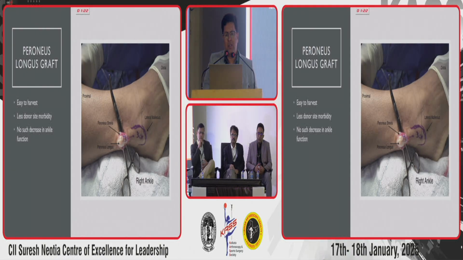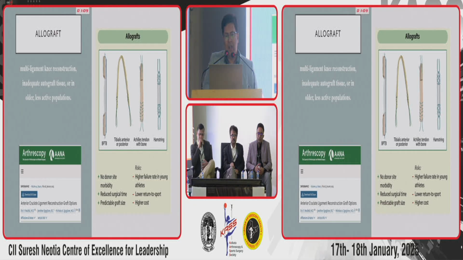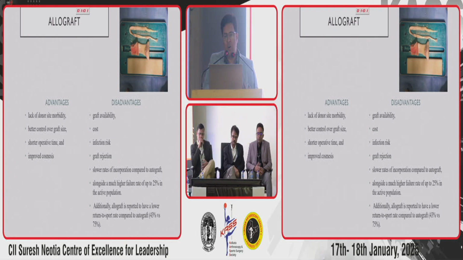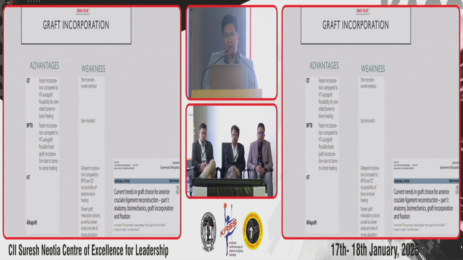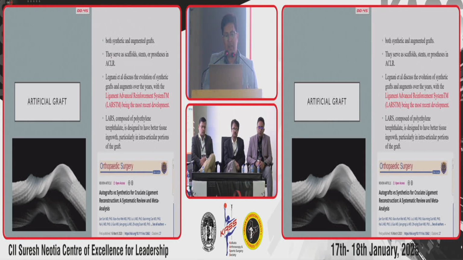Another graft is peroneus, which has less morbidity at the donor side, and the collagen and tenocyte distribution is quite more in the CQT graft as compared to the peroneus and the other hamstrings. Regarding allograft, the indications are multiligament knee, inadequate autograft, and less active populations. But there are lots of disadvantages, and the main one is that the failure rate is quite high, and a slow rate of incorporation. Regarding graft incorporation, the quadriceps and BPTB have much more advanced incorporation as compared to hamstring.